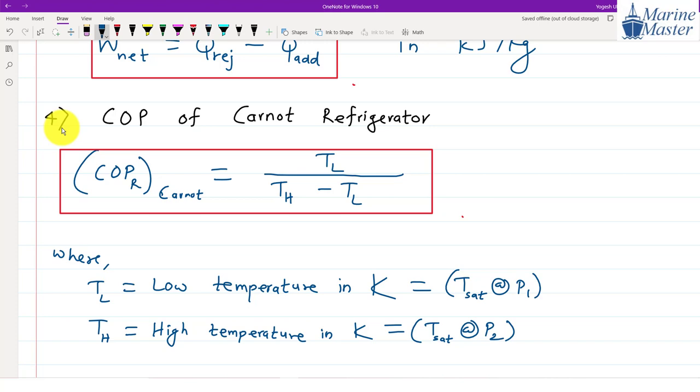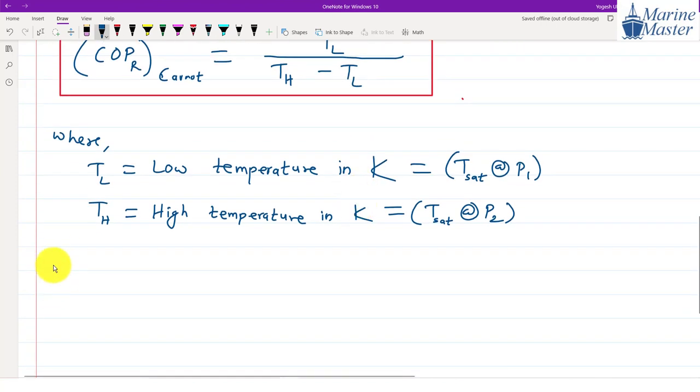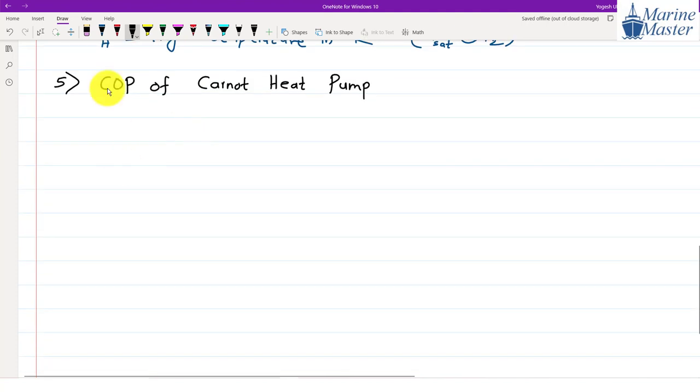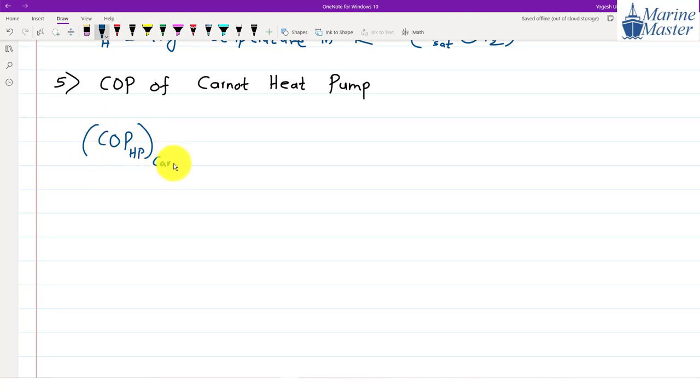Now point number 5 that we are going to study. COP of Carnot refrigerator we have seen. Now the next thing is the Carnot heat pump. So point number 5 will be the COP, coefficient of performance, of the Carnot heat pump. COP of heat pump, but which heat pump? The Carnot one.